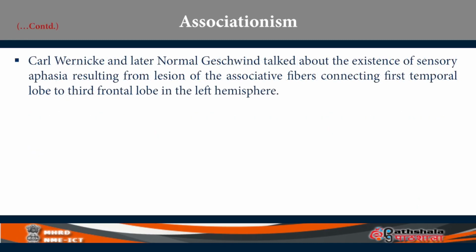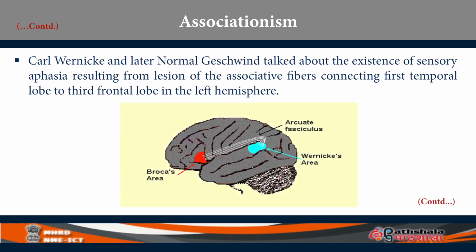So as I said, Carl Wernicke and later Norman Geschwind talked about associationism and also about the existence of a particular aphasia called sensory aphasia, resulting from a lesion of associative fibers which connect the temporal lobe to the third frontal convolution in the left hemisphere, that is, Broca's area. You see in the picture on the screen, the blue area is Wernicke's area, the red area is Broca's area, and you see a band of white fibers connecting the two. This association is what they emphasize as playing an important role in language functions.